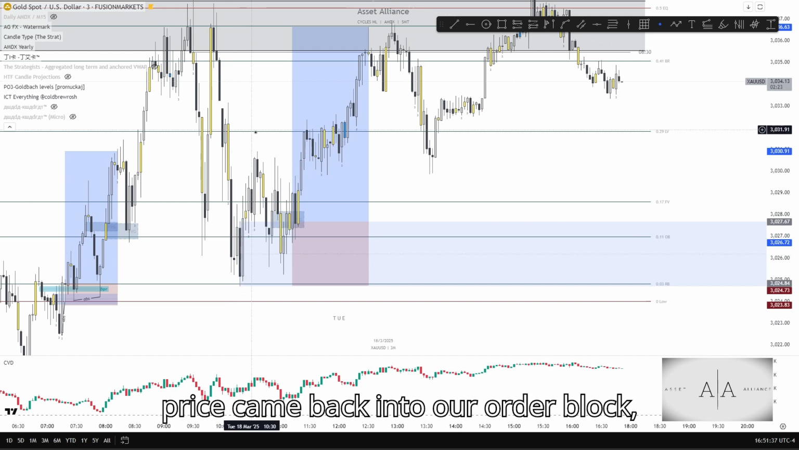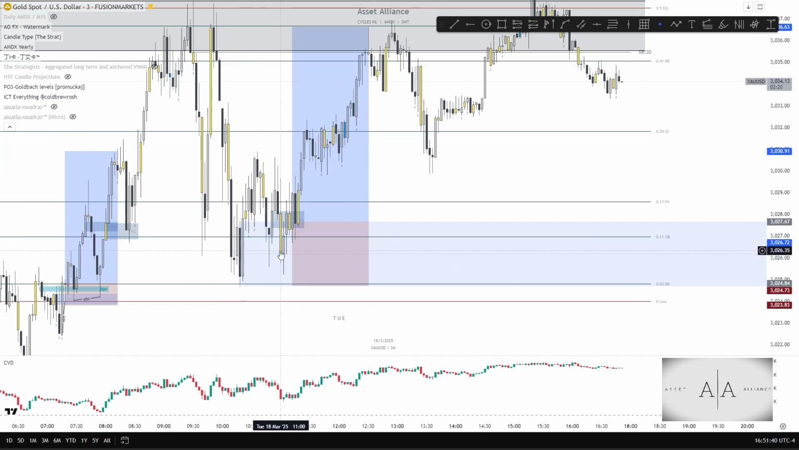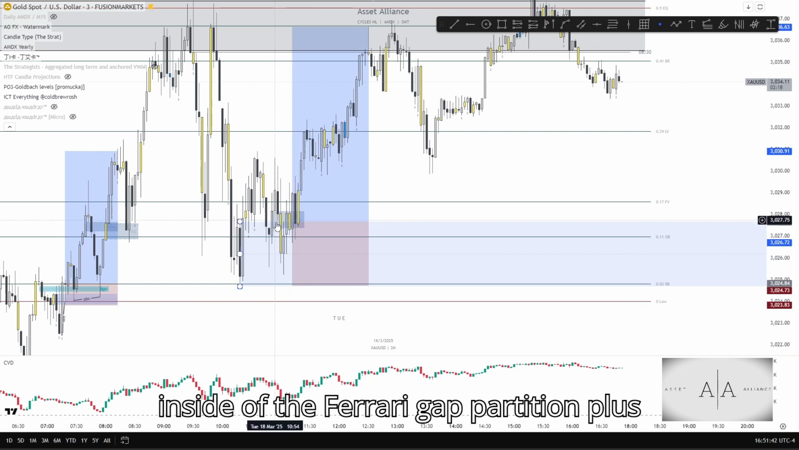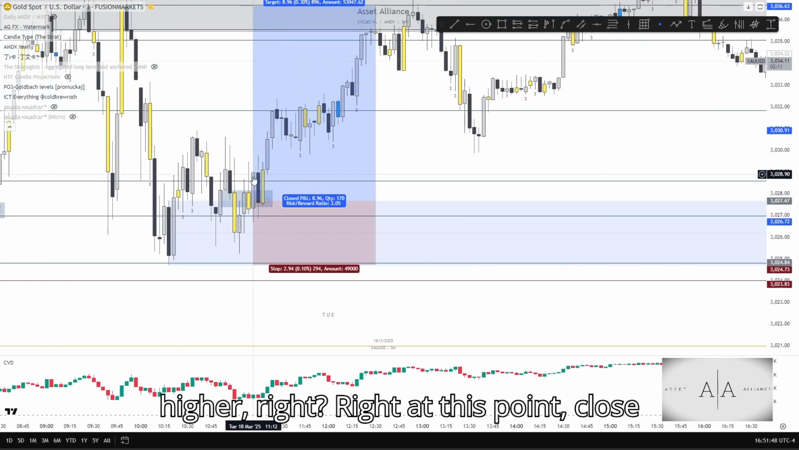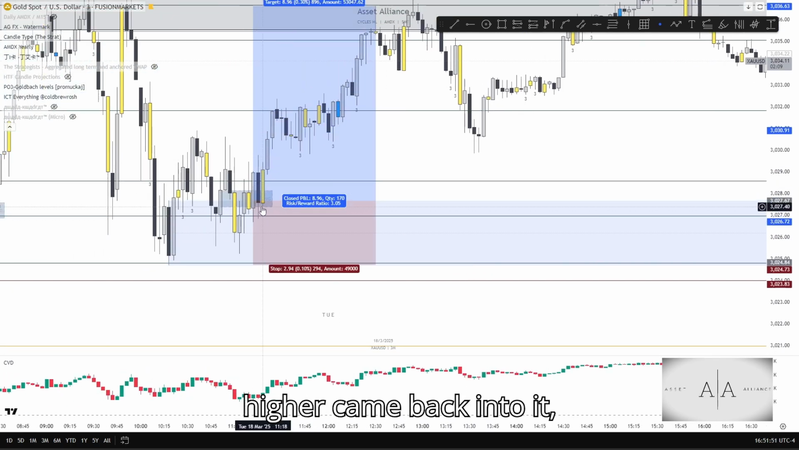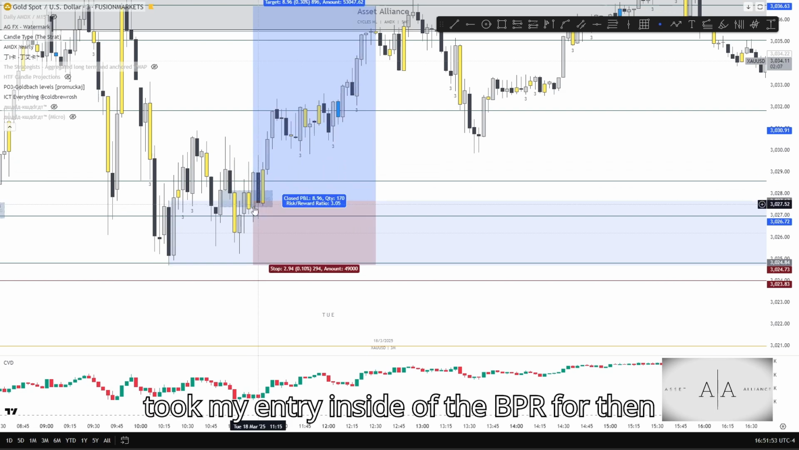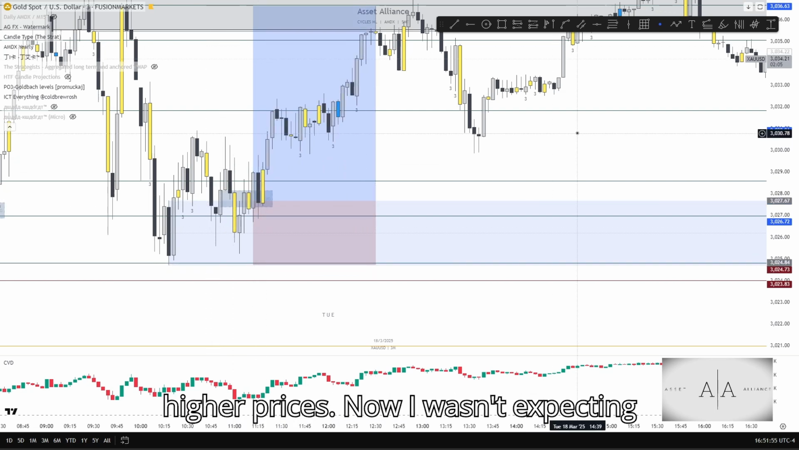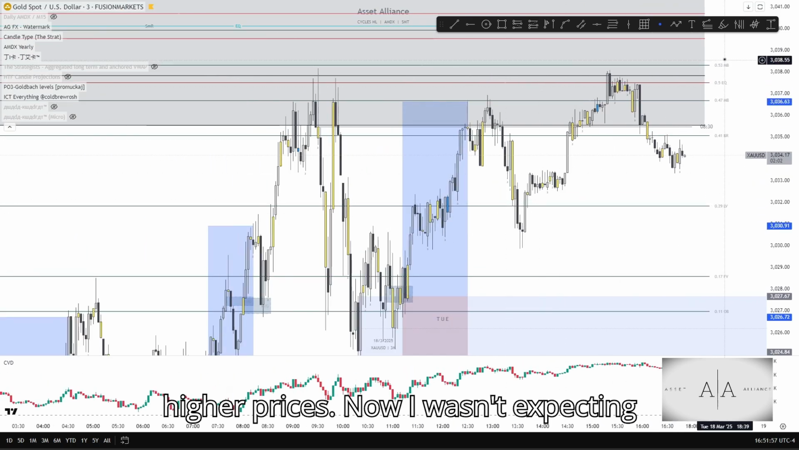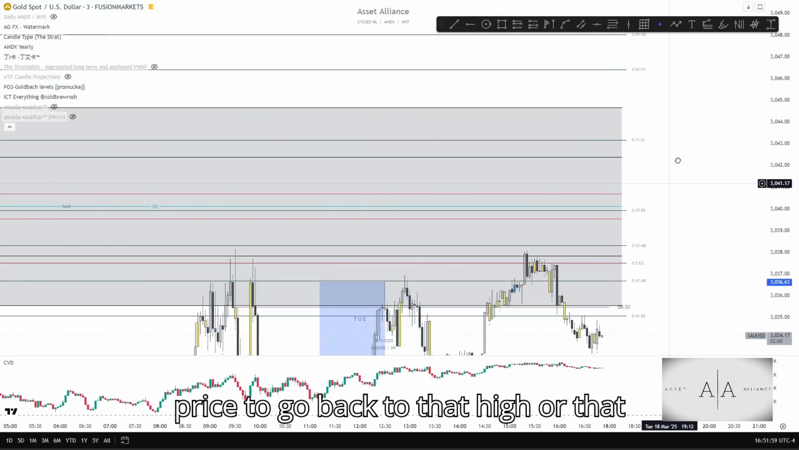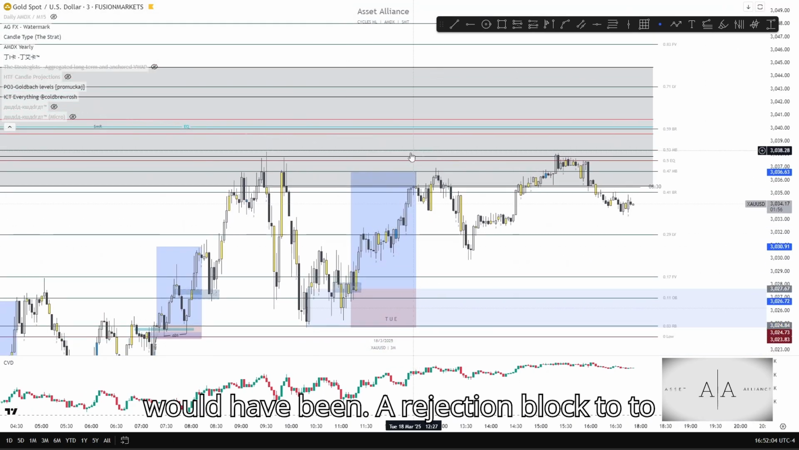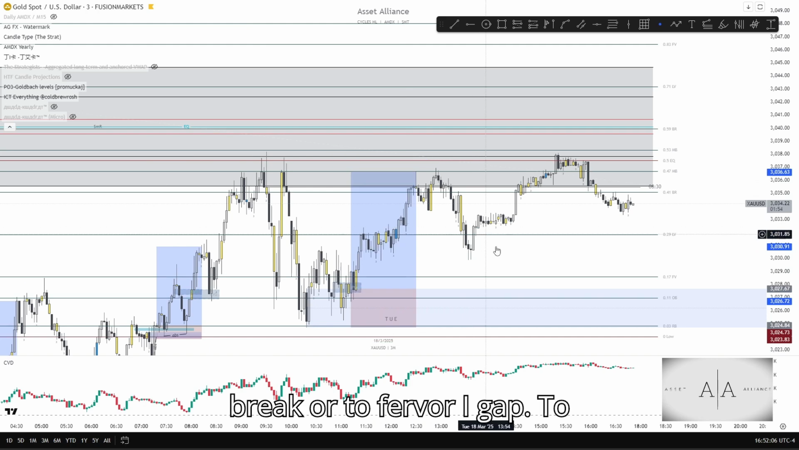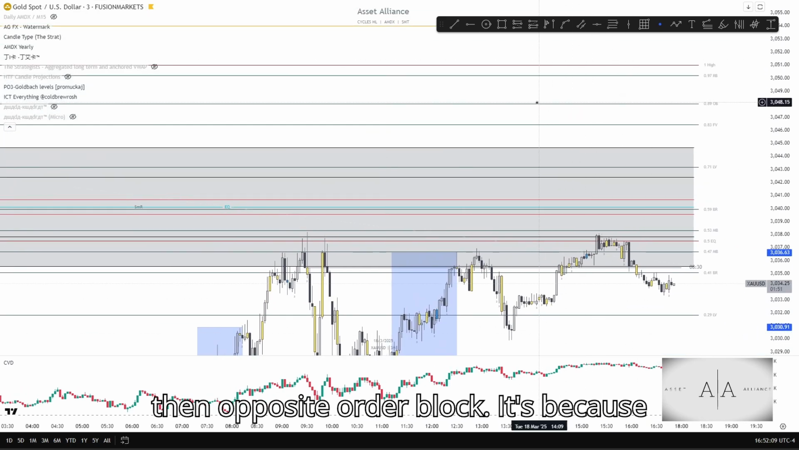Now price came back into our order block, rejected it. You had this fair value gap inside of the fair value gap partition plus BPR. So I waited for price to close higher, right? So right at this point, closed higher, came back into it, took my entry inside of the BPR for then higher prices. Now, I wasn't expecting price to go back to that high or that order block partition, even if it would have been a rejection block to breaker to fair value gap, to then opposite order block.